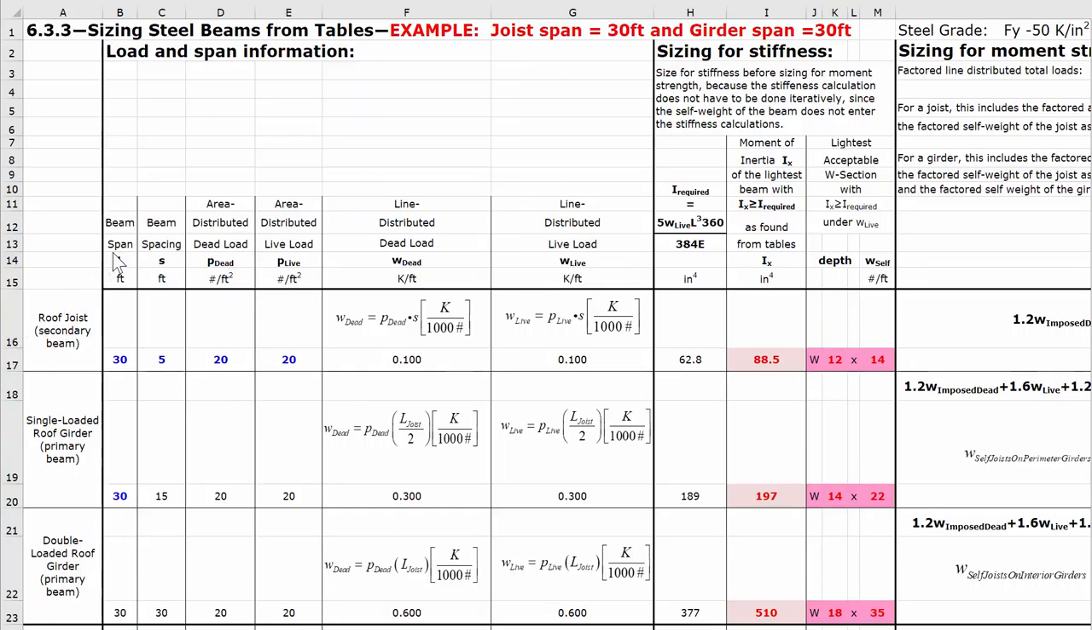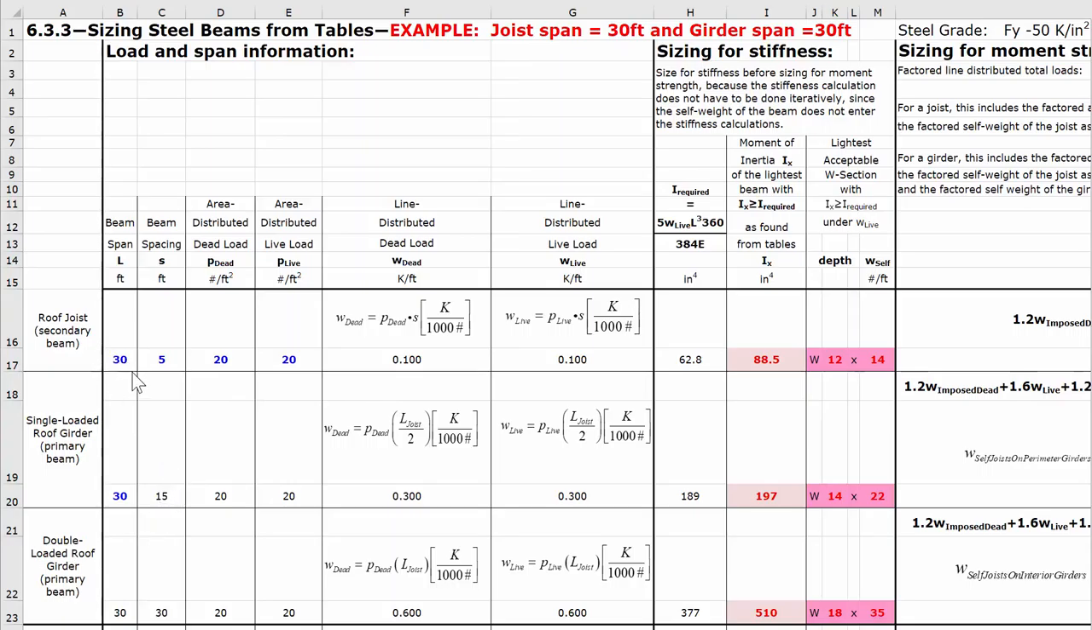So for example, we put in the spans of all the members, including the spacing for the joist, the width of floor supported by a single loaded or perimeter girder, the width of floor supported by a double loaded girder, or in other words, the width of roof. Excuse me, I said width of floor here, but we're starting with roof in this case. So every one of these beams, the joist, the single loaded girder, the double loaded girder, all those apply to the roof.